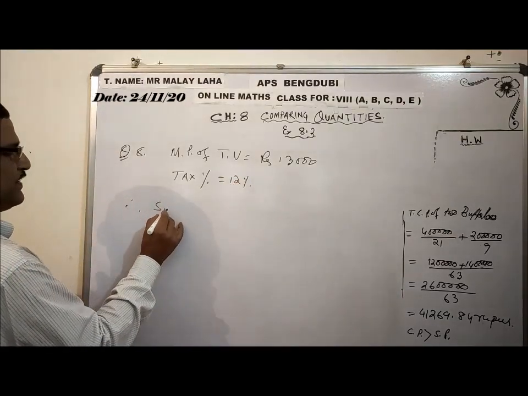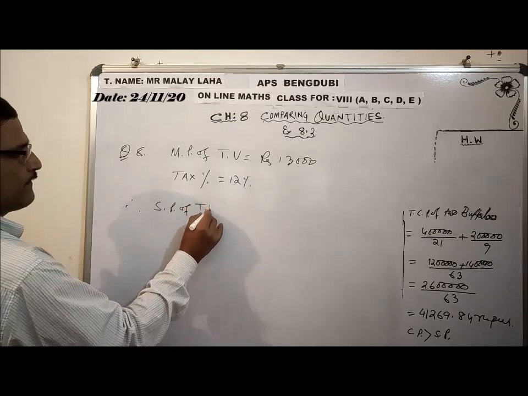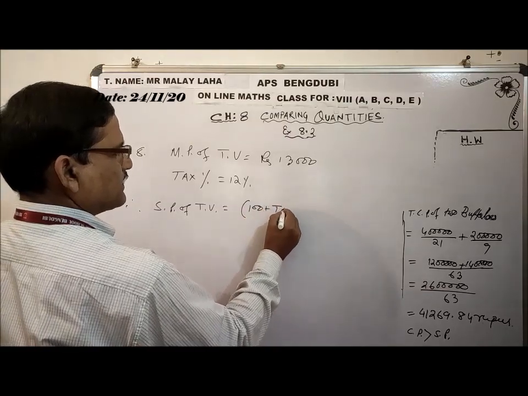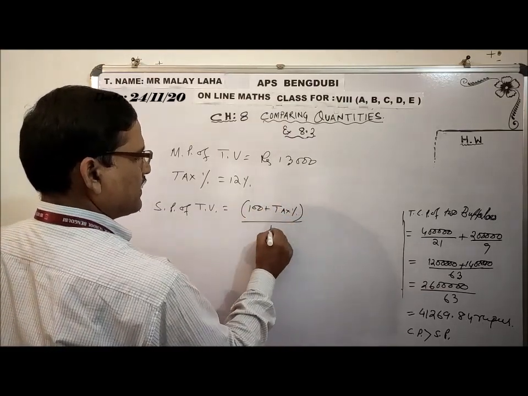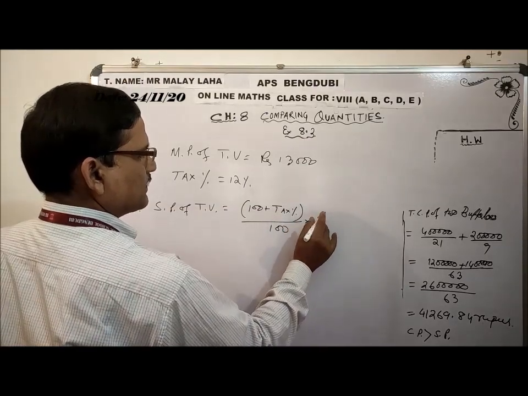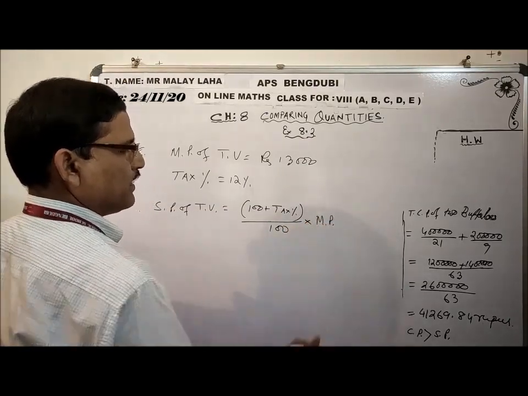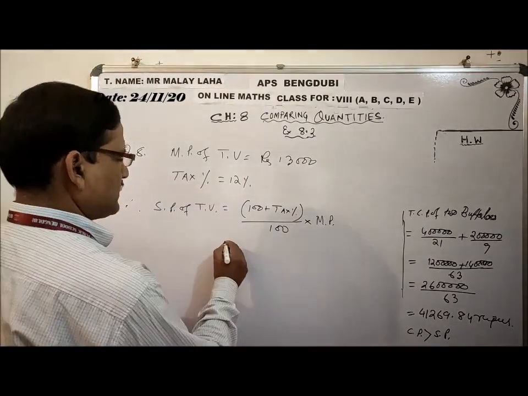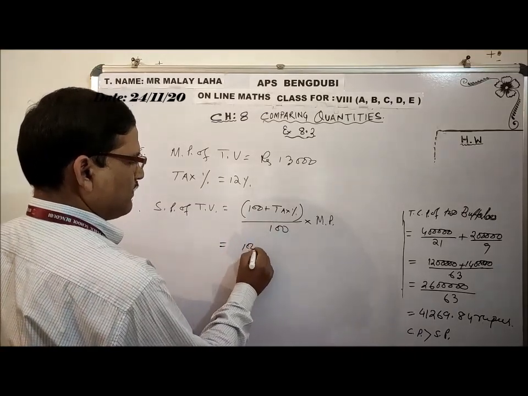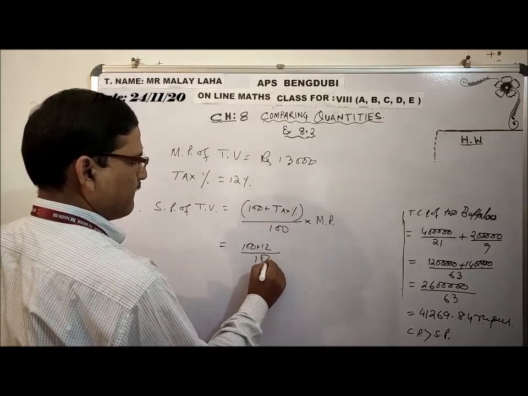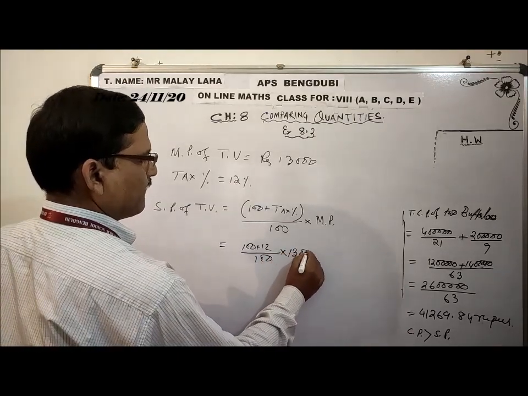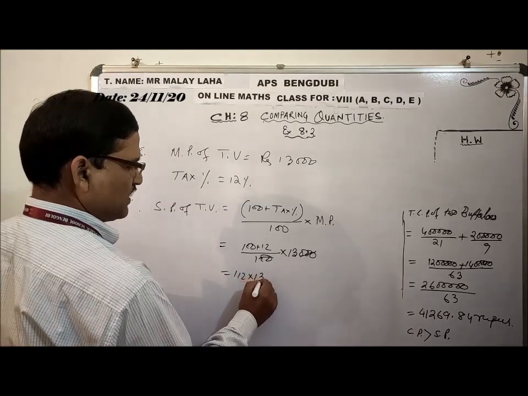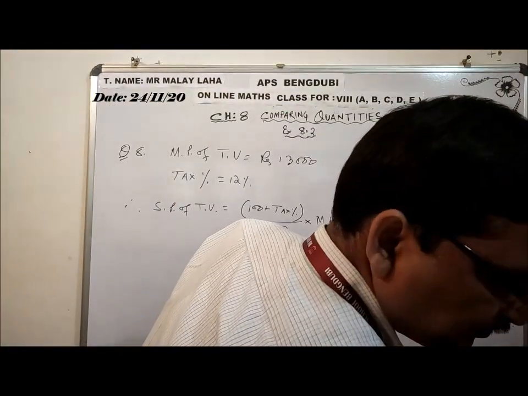Therefore, SP of TV is equal to 100 plus tax percentage by 100 into MP. Okay, no need to write down any statements, just put the formula and put the data. Whatever it is coming, that is your answer. So it will be 100 plus 12 by 100 into 13,000. 20 cancel. So 112 into 130. How much is coming?